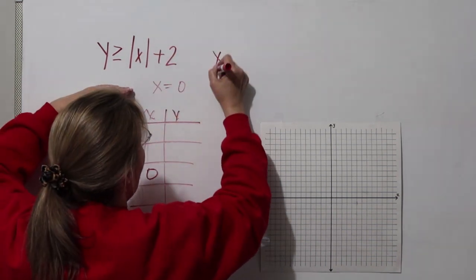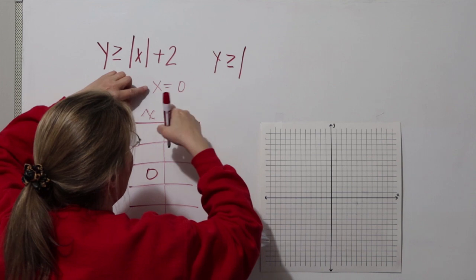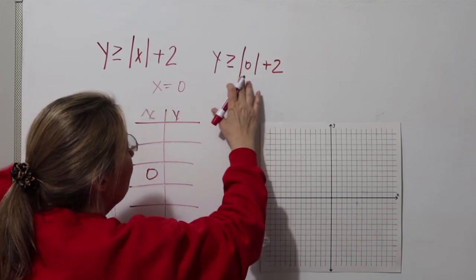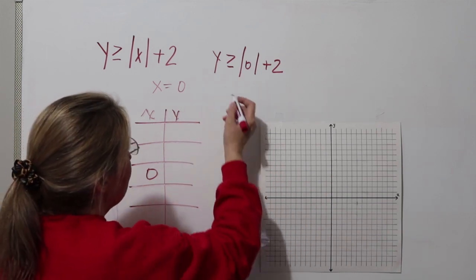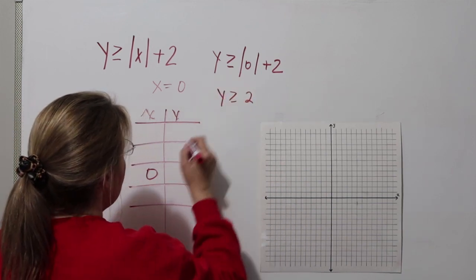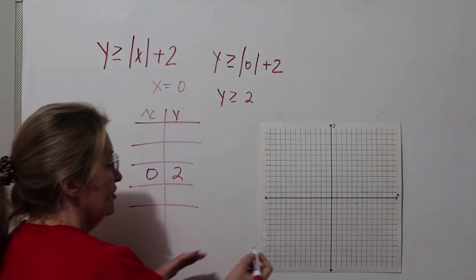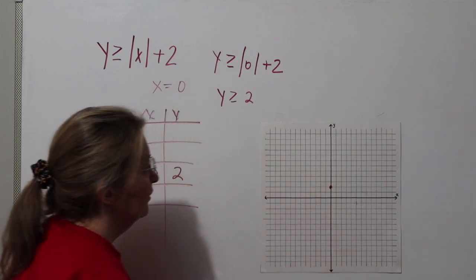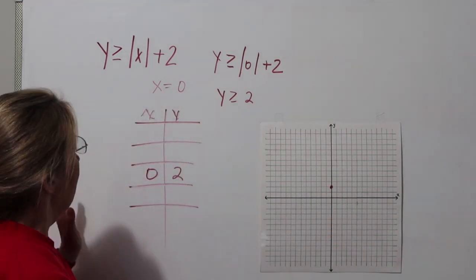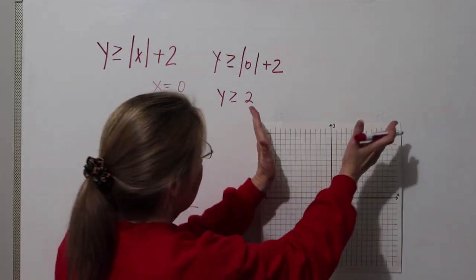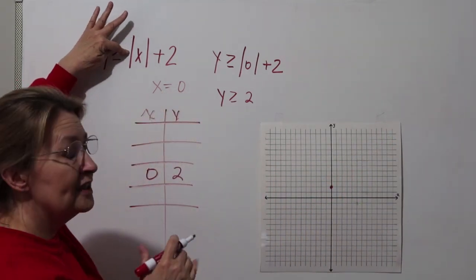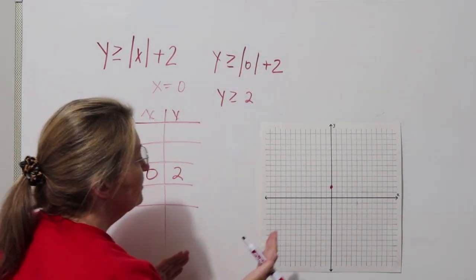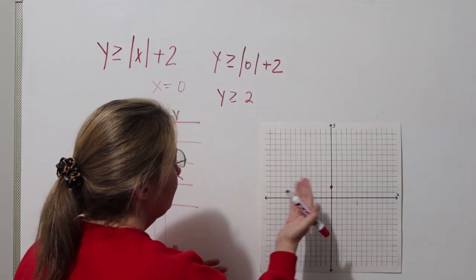So let's take y is greater than or equal to, put my x in here, the absolute value of 0 plus 2. The absolute value of 0 is 0. When you add that to 2, you get y is greater than or equal to 2. So here's my vertex, and I can put it on here, 0 to the right or left and up 2. There's my vertex point. Now, to find the other sides, you look in front of this; since it's positive, you know your V is going to open up. I need some points to the right and to the left of my vertex.